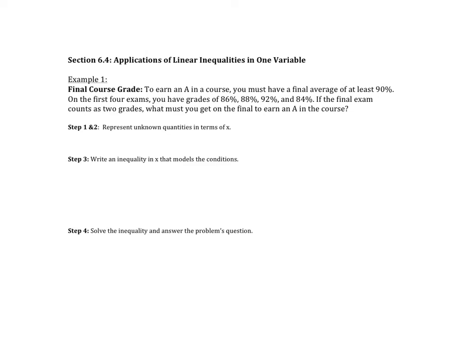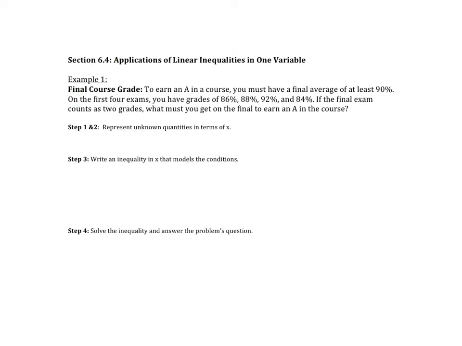Okay, so we're continuing section 6.4. We know how to solve linear inequalities in one variable, and now we want to construct the mathematical model to solve a real-world problem. So you can definitely use this in your other courses if you'd like.